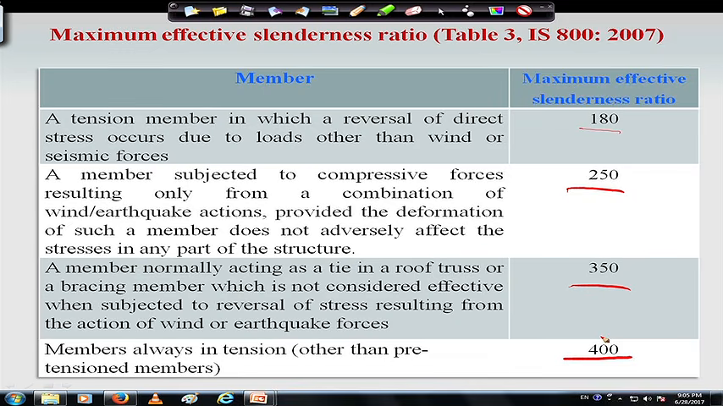So, this is how one can calculate the particular section capacity, design capacity, and check whether that section is violating the codal provision of the slenderness ratio or not, right.